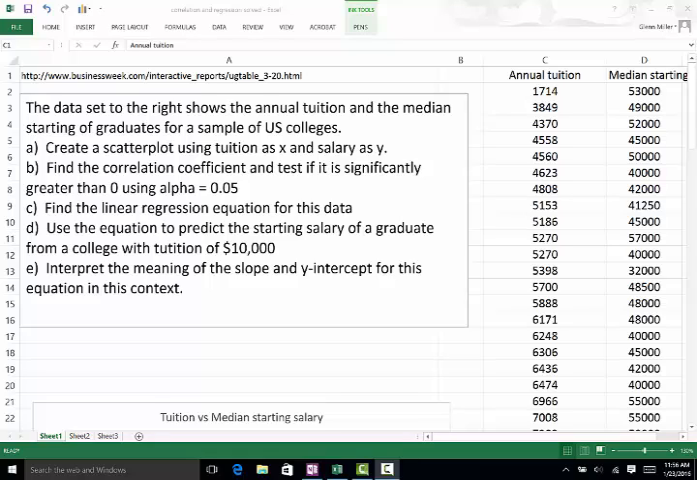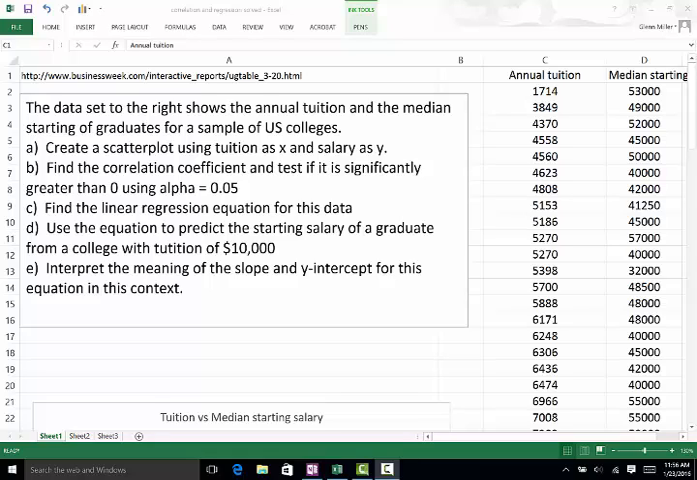I am Professor Miller, and this is an example of correlation and regression. My two variables are the annual tuition charged by colleges and the median starting salary of the graduates of these 86 colleges in my sample.